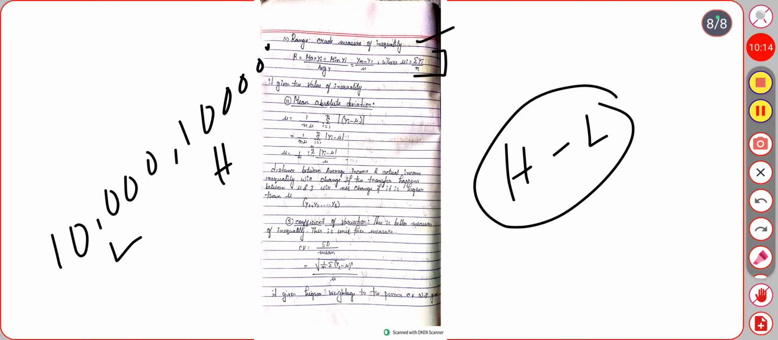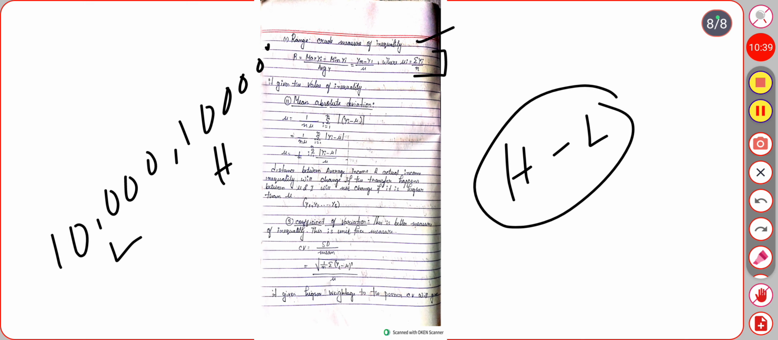This is mean absolute deviation. Mean absolute deviation is actually not a very good measure of inequality. It has some serious drawbacks. Moreover, it does not have a compensatory feature. These drawbacks are that it often does not satisfy the Dalton principle.